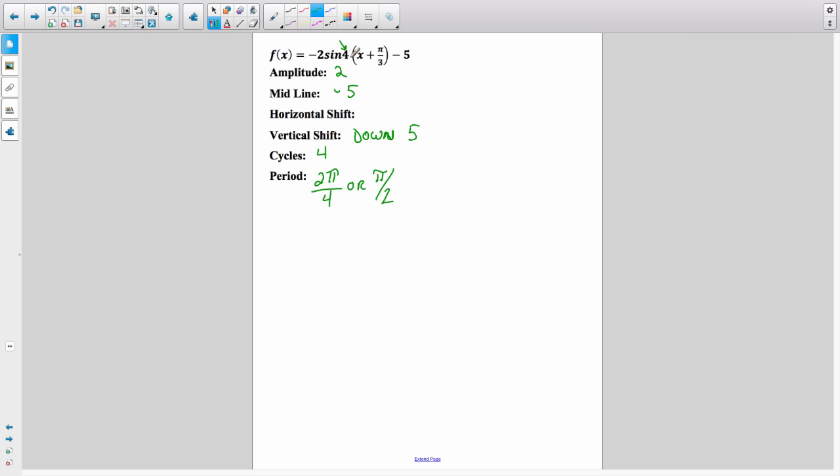Okay, let's talk about horizontal shift. I know I'm going to the left because it's opposite, and there's no number in here. The number's on the outside. Okay, so it is what it is. I am going to shift left pi over 3. Or, that's 60 degrees. Mostly we'll see pi. Once in a blue moon, you'll get degrees. Okay, let's try another one.